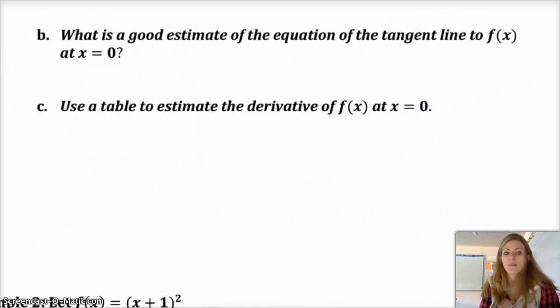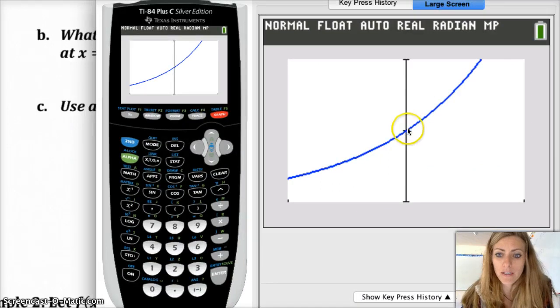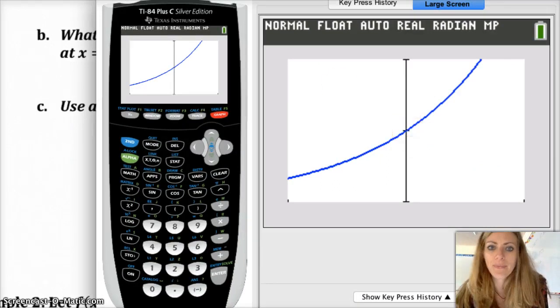So B asks for a good estimate of the equation of the tangent line to f of x at x equals 0. Remember that for a line, you need a slope and a y-intercept, or if you want to use point slope form, a point. If you want to use slope-intercept form, which is y equals mx plus b, you need a slope and a y-intercept. And in this case, we do have the y-intercept. We know from the graph that it goes through the point (0, 2).